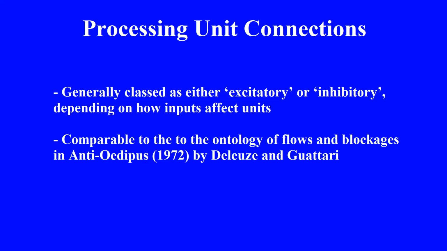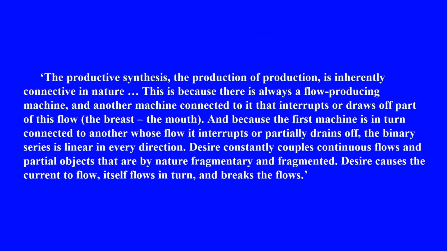To quote from Chapter 1: "The productive synthesis, the production of production, is inherently connective in nature. This is because there is always a flow-producing machine, and another machine connected to it that interrupts or draws off part of this flow. And because the first machine is in turn connected to another whose flow it interrupts or partially drains off, the binary series is linear in every direction. Desire constantly couples continuous flows and partial objects that are by nature fragmentary and fragmented. Desire causes the current to flow, itself flows in turn, and breaks the flows."